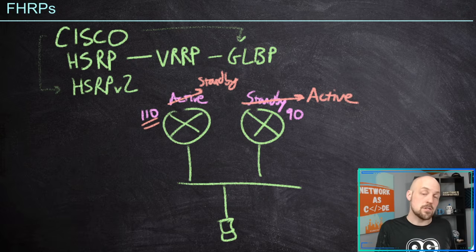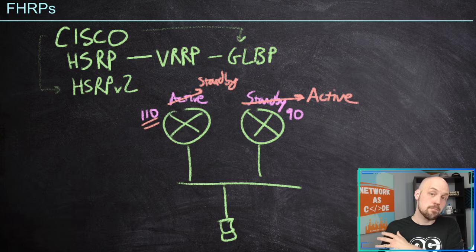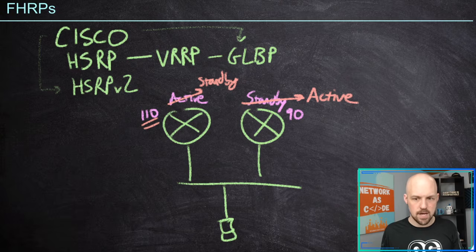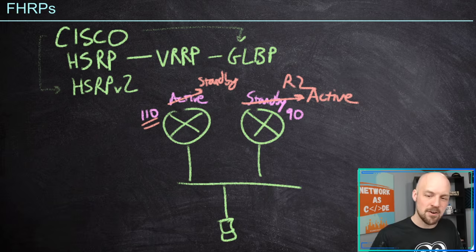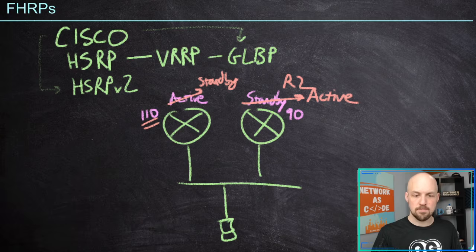However, like I mentioned before, in networks we like it to be deterministic. We like to know where our traffic is going. And so what if I want, when that router comes back online, to take over from the standby router that is now active? I want to take that back from router 2. Well, this is a concept called preemption.